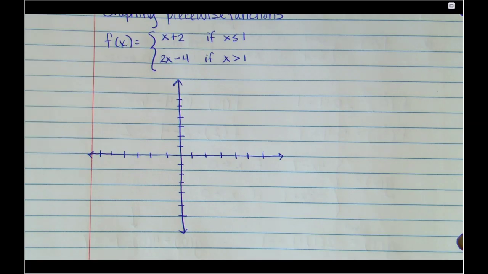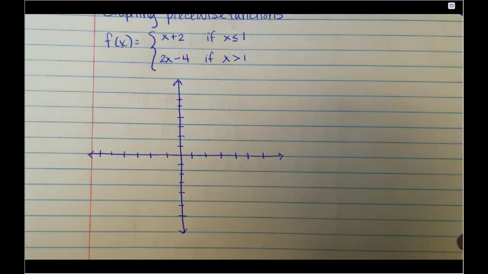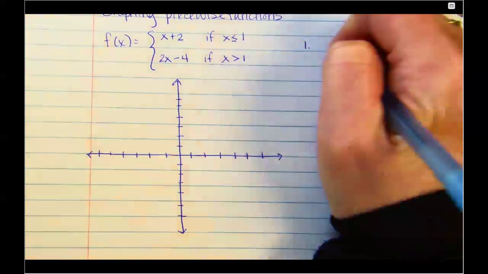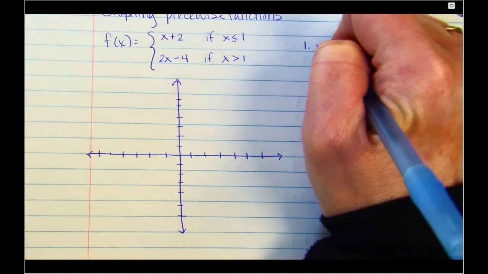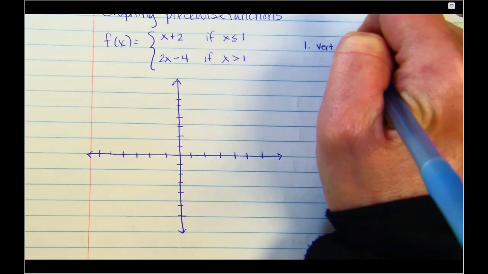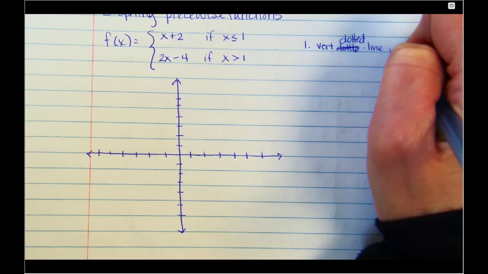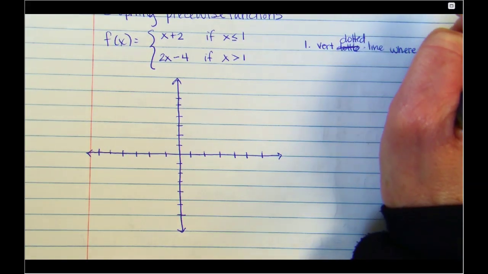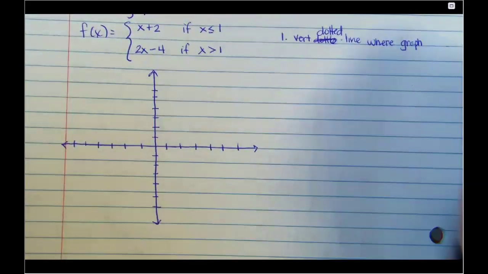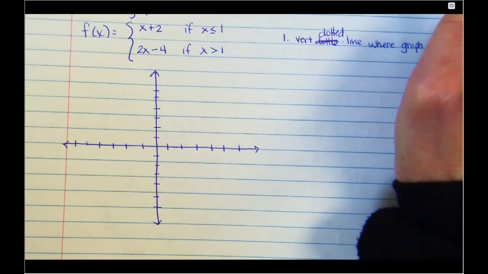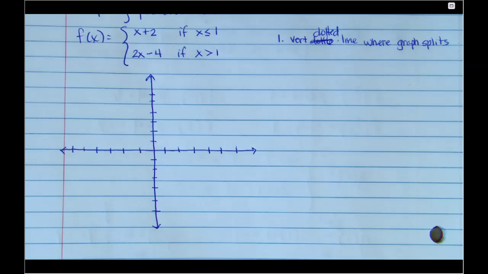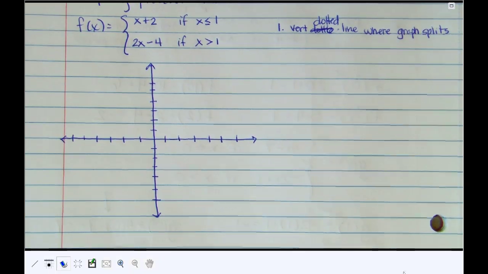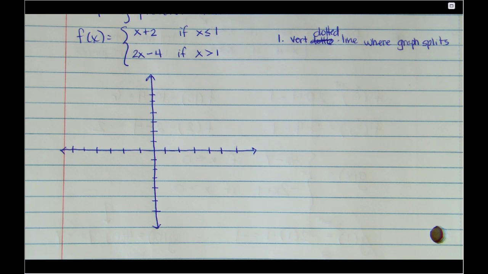Okay, now, first thing that you're going to do is put a vertical dotted line where the graph splits. I ran out of room second hour and ran into problems. So let me ask you this question. If you look at the equation, where does it split? This is not a trick question. Where does it split from one equation to the next? In the middle, 0.